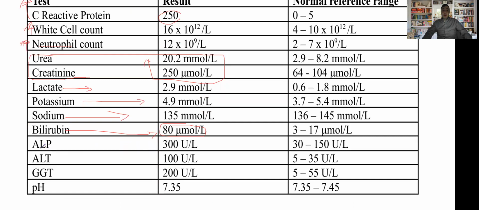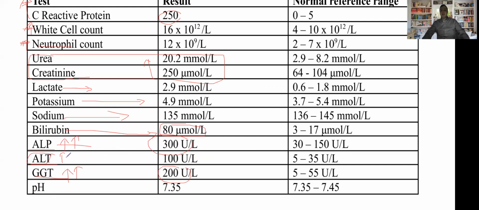The other finding here is an increase in the ALP, which is alkaline phosphatase, a liver function test. ALP is increased to 300, and ALT is 100. See, the ALP and ALT are increased. GGT is increased to 200. So here we have a mild increase in ALT, from 35, the upper limit, to 100. But for the ALP and GGT we have a marked increase: 300 for the ALP, and 200 for the GGT. So the increase in the GGT and ALP is higher than the increase in the ALT.